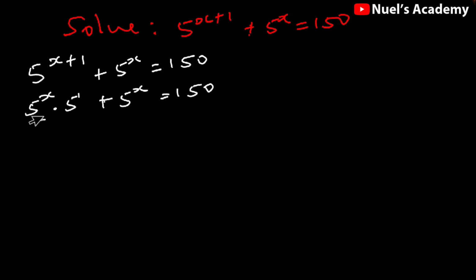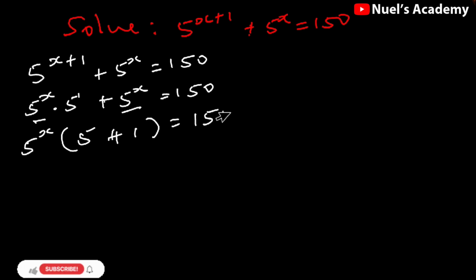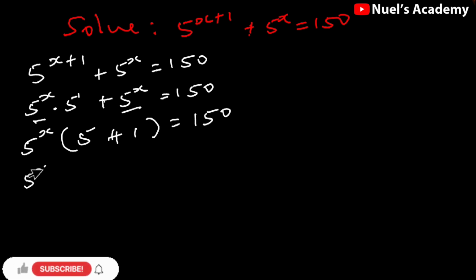We can factor out 5 raised to power x from this side. So if you factor out 5 raised to power x, we are going to be left with this 5. 5 raised to power 1 is 5, then plus 5 raised to power x divided by 5 raised to power x is equal to 1. Then we have 150 here. So you have 5 raised to power x, then into 5 plus 1 is 6. Then this is equal to 150.